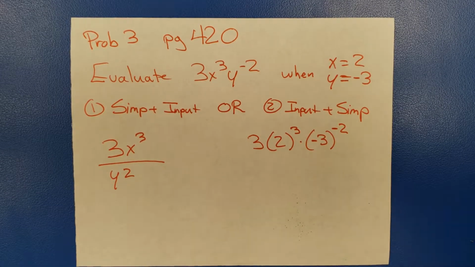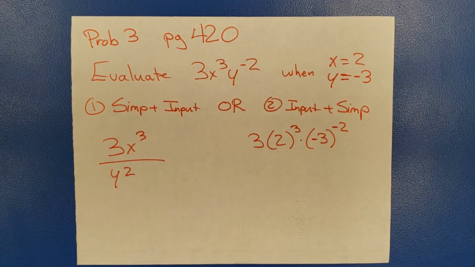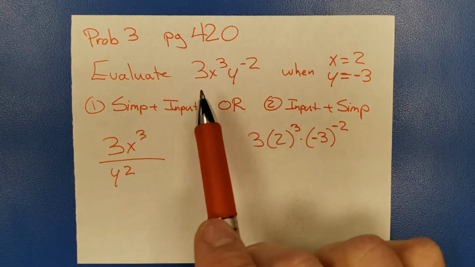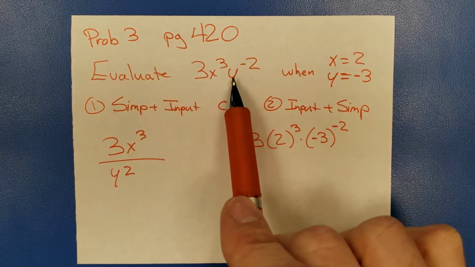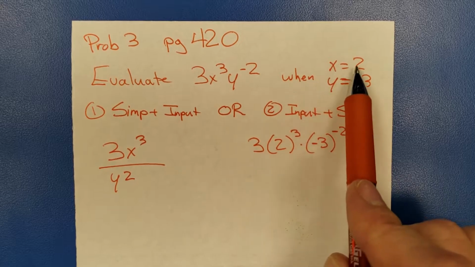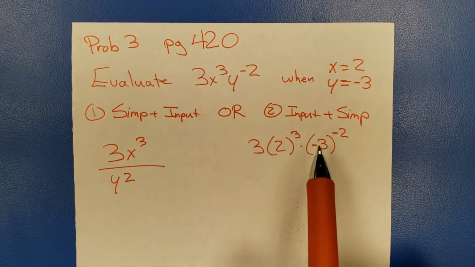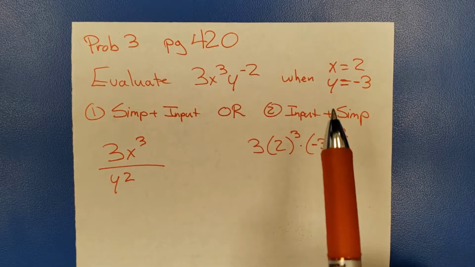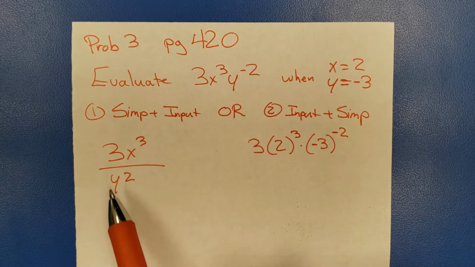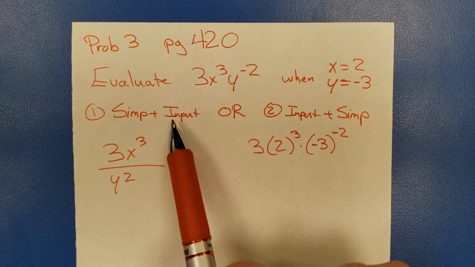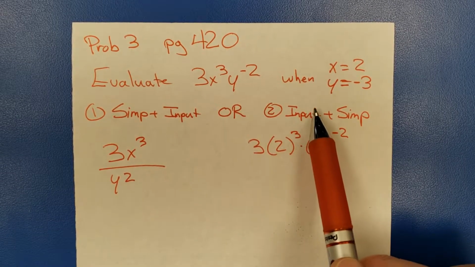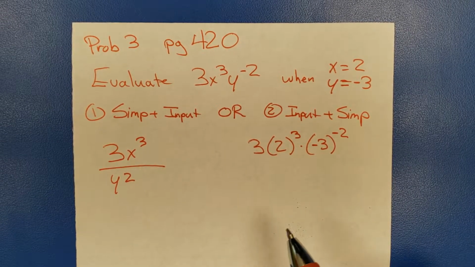Hey students, want to go over problem number 3 from page 420. We need to evaluate 3x to the third power y to the negative second when x equals 2 and when y equals negative 3. So there's two ways. They both work equally. It depends which one you like. You can simplify the expression and then input your values, or you can just straight up put them in and then simplify. It depends what you like to do.